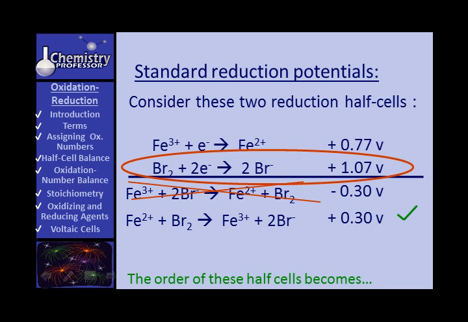The order of the half cells, and this is important, the order of those half cells. How do we devise that whole table anyway? The order of the half cells becomes bromine plus 2 electrons producing the bromide ion, and the ferric ion plus an electron producing the ferrous ion. And when you put the two together, this one will go that way, and that one will go this way. And that's how you can add them up and get a complete reaction with a positive voltage.